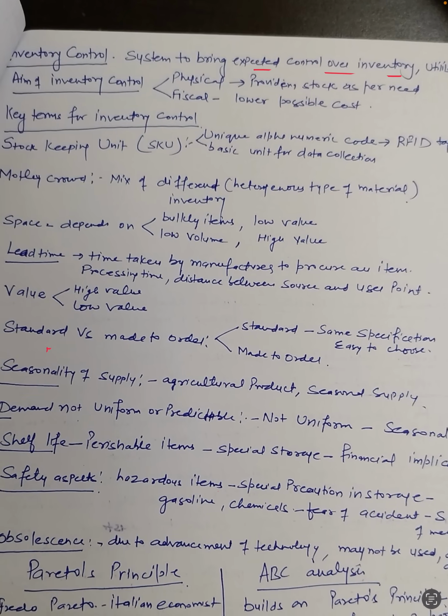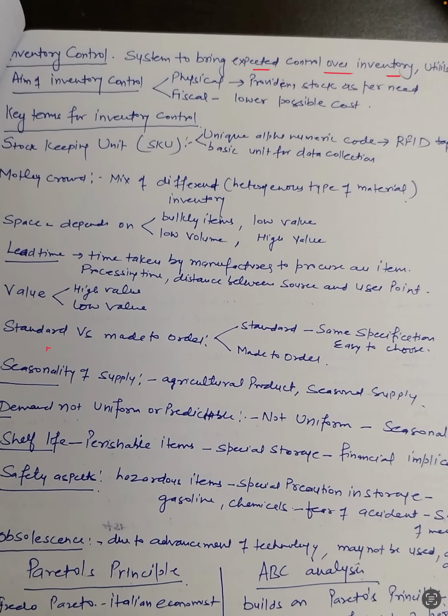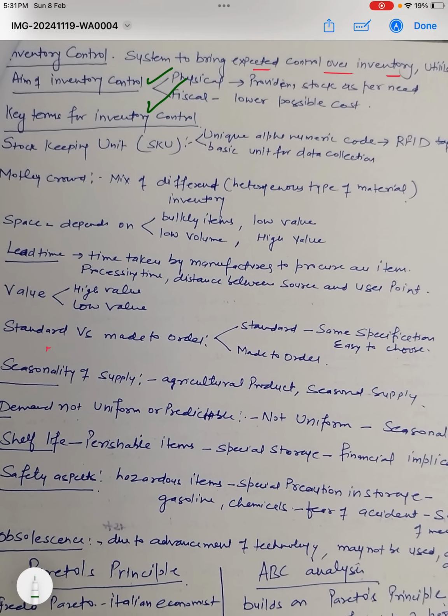So what is the aim of inventory control? The aim is physical and financial. The physical is related to quantity and the financial is related to the financial aspect. If you are successful in having proper inventory control, you will have neither shortage nor surplus of product, and your cost will also be within control.